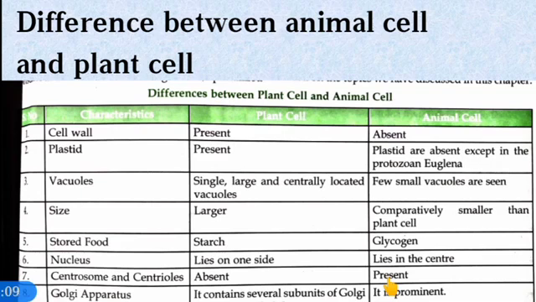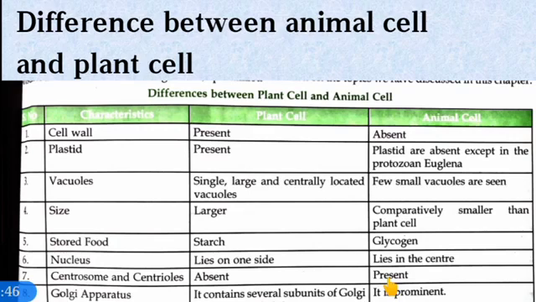Students, for today's assignment, please take these questions. The first question is, what are vacuoles? The second question is, what are the substances stored in the vacuoles? The third question, explain the structure of the vacuole.